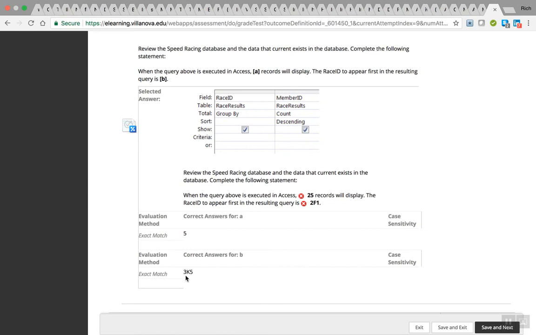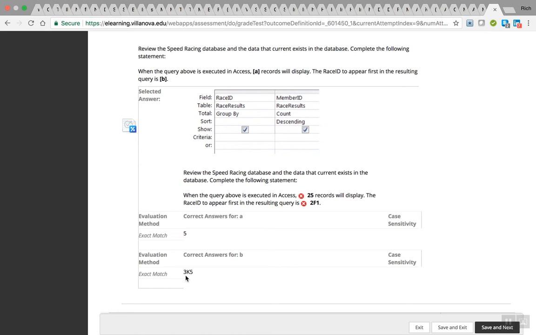Okay, so the trick with these things is just looking at them and working through them methodically, making sure you understand the query. Is there a join? Is everything in a single table, or is it more than one table? Whether the results will show or not show. And then working through what the different criteria are, whether they are this and this and this, or this or this.